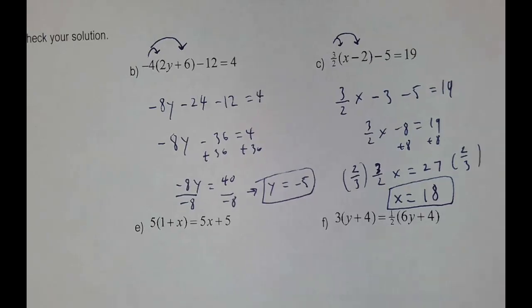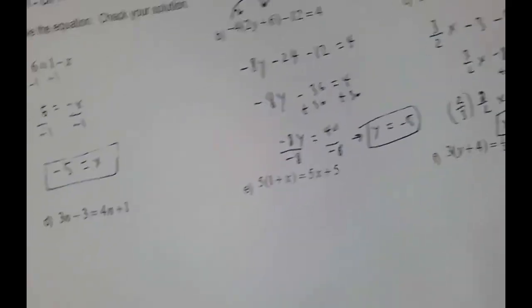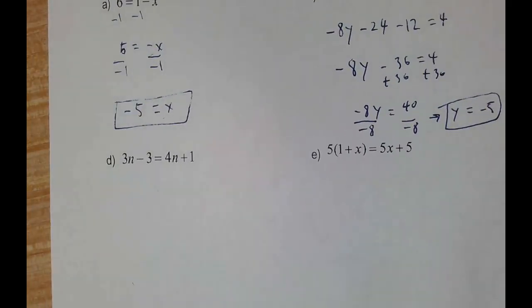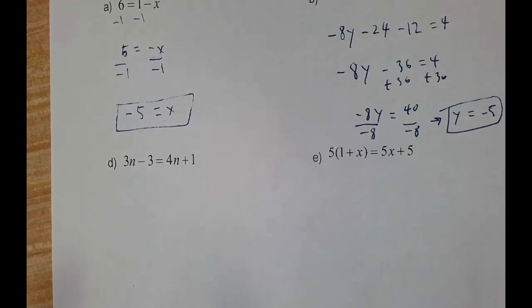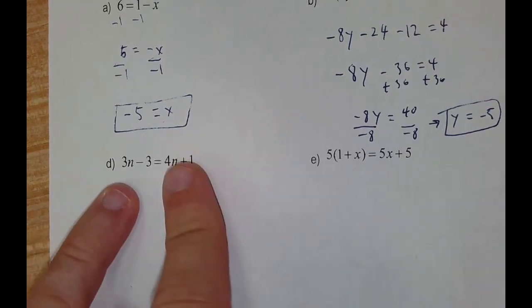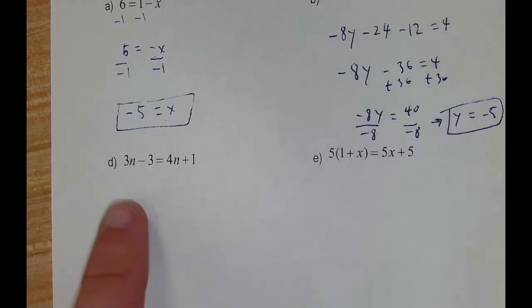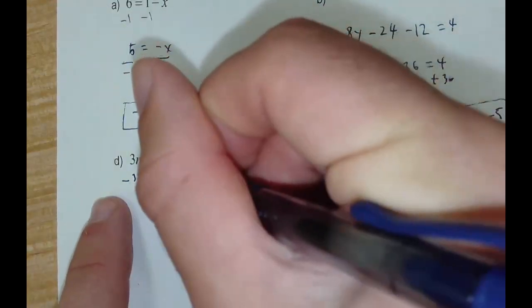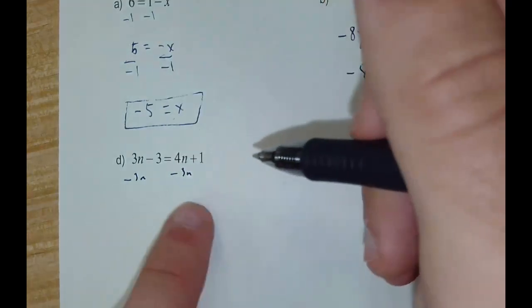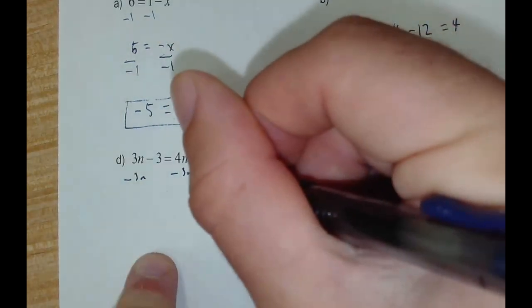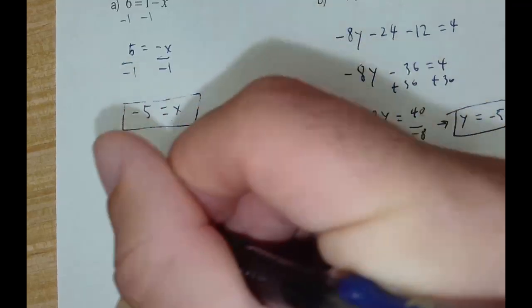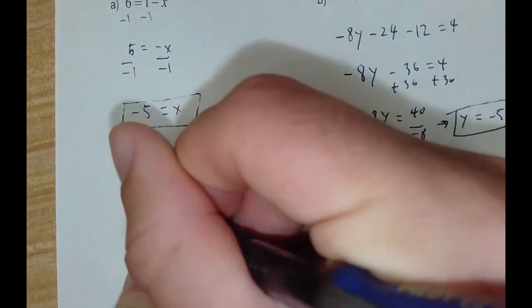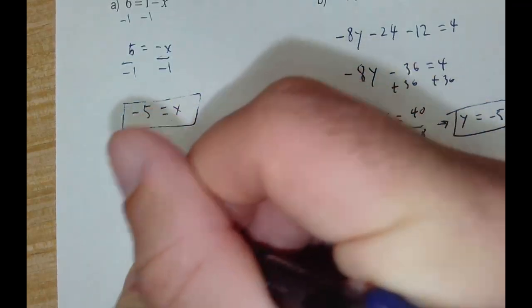Questions? Okay. D, 3n minus 3 equals 4n plus 1. We've got variables on both sides. So we want to get it on one side. So I'm going to move that 3n over to the right, minus 3n, minus 3n. And at the same time, I can move that 1 over to the left. So we'll do minus 1, minus 1. So we'll get negative 4 equals n.